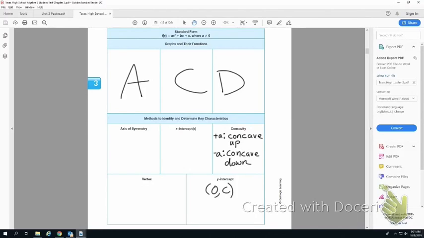So an example of that is if you look at the equations A, C, and D. Equation A, you got 6.4, so your y-intercept would be (0, 6.4). For equation C, it would be (0, 21). For D, it'd be (0, -1). So whatever that number is at the very end, that is your y-intercept.